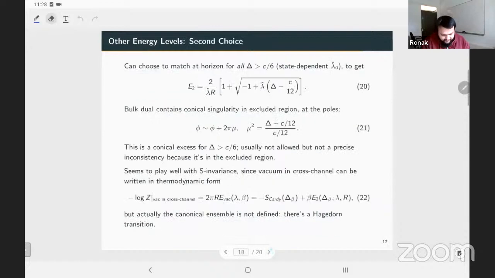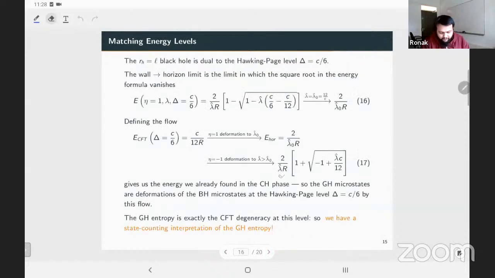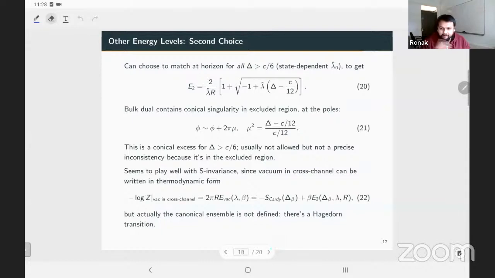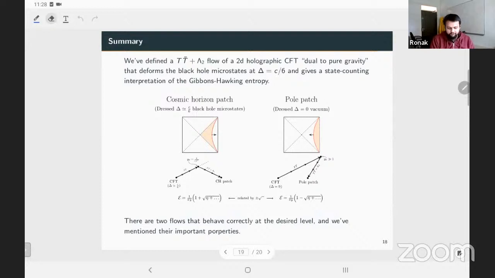So I will skip these 2 slides. I told you here the deformation for a given level. One can ask about other values of delta, and it turns out that there are 2 proposals that we found, and both of them agree at the right value. But I will skip over that to the summary. So again, we defined the TT bar plus lambda to flow of a 2D holographic CFT, quote unquote, dual to pure gravity, that deforms the black hole microstates at delta equals c over 6 and ends up giving you a state counting interpretation of the Gibbons-Hawking entropy.